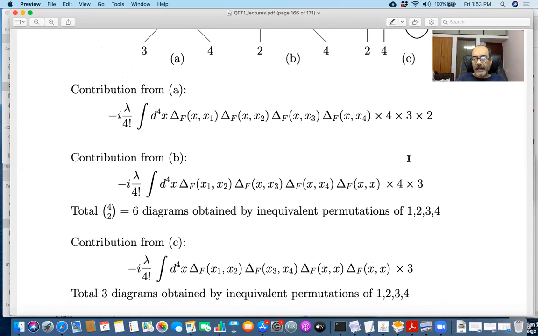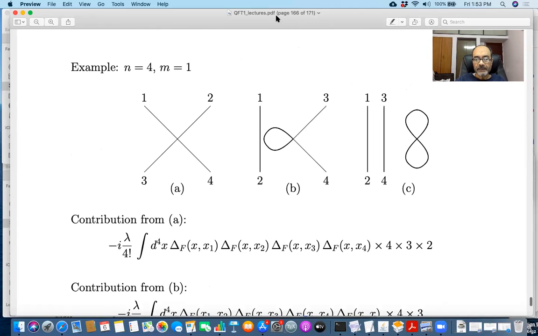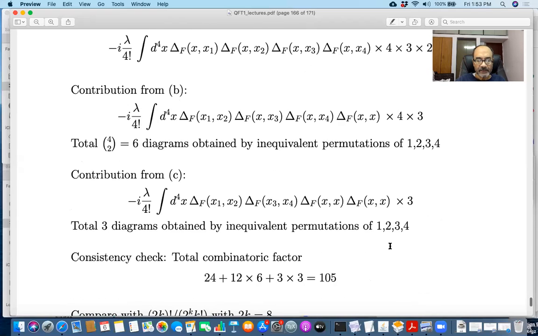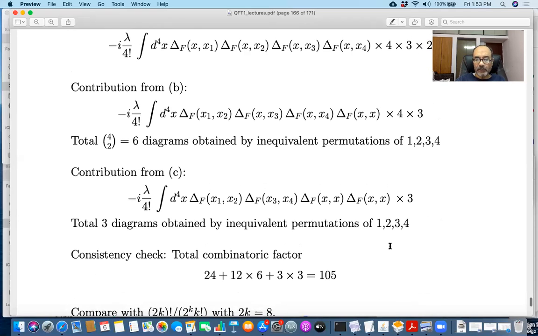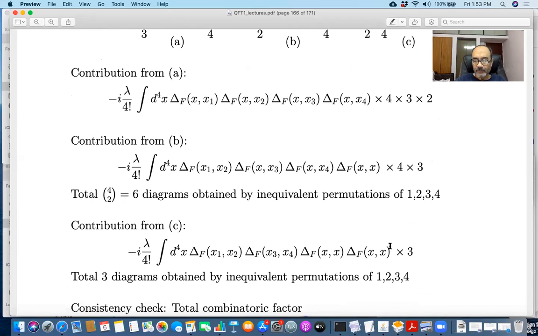So now I'll try to demonstrate how you can be sure that you have drawn all the diagrams and you have got all the combinatoric factors. The way to do that is to calculate the total combinatoric factor of all the diagrams, that is, sum over the combinatoric factors of all the diagrams. This gives you the total number of terms that you are manipulating, whose sum you are just organizing into these diagrams.